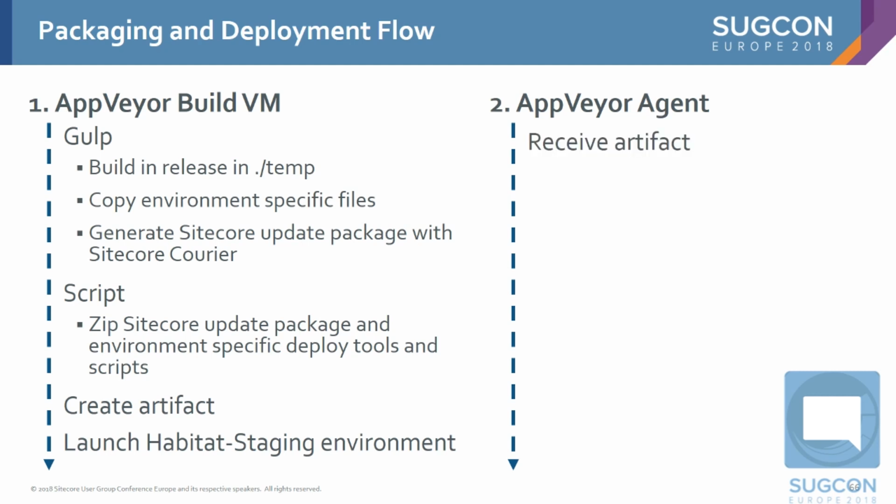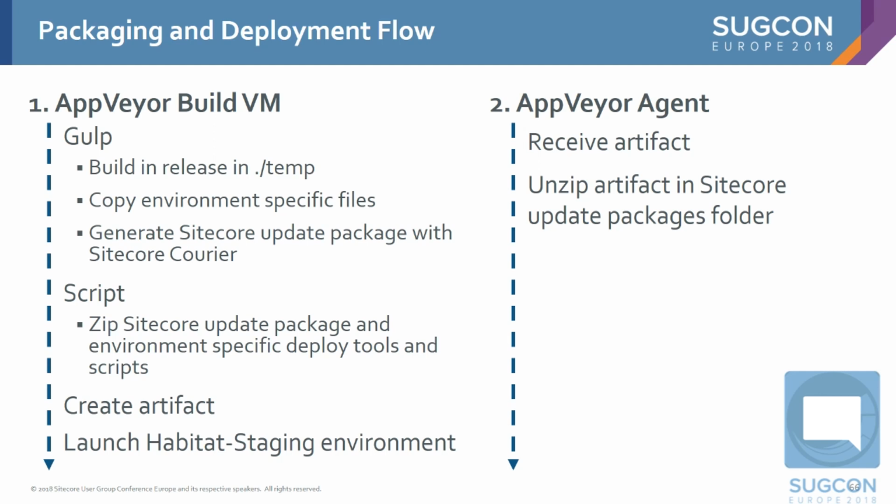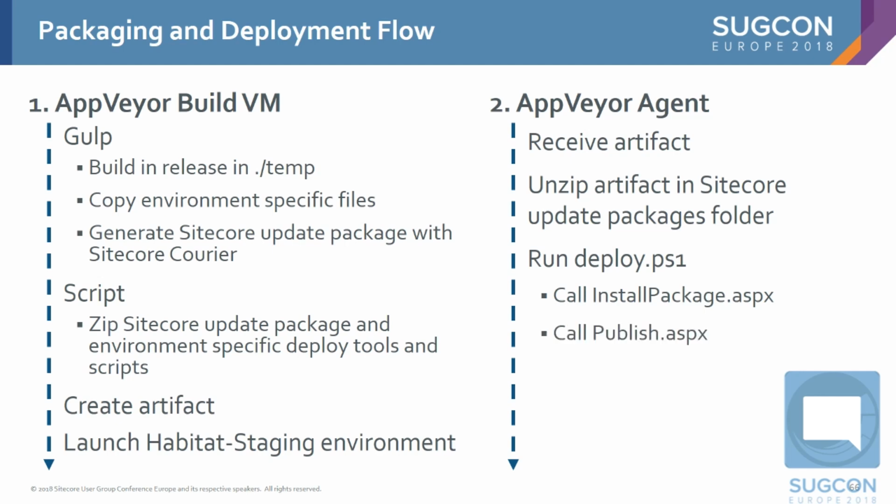And that agent received the artifact, unzips it where I tell it to unzip using the settings in the UI I showed before. And then it runs the deploy.ps1 file automatically. I don't have to create some script for it. Inside this script, I decided to call my 2 ASPX files. The first one installs all the packages in a special location automatically. And the second one is publishing everything from master to web.